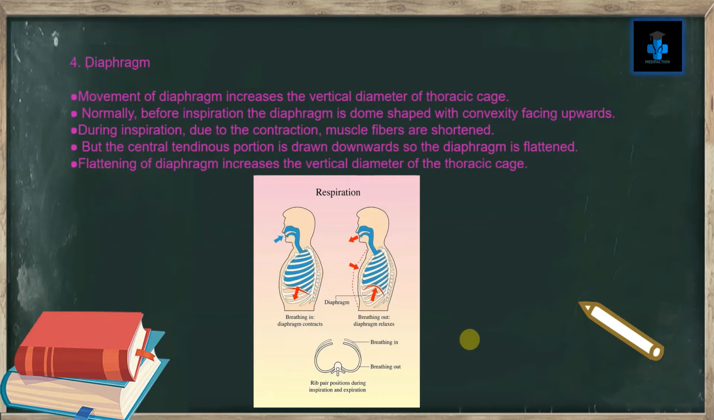Number 4 is the diaphragm. Movement of diaphragm increases the vertical diameter of thoracic cage. Normally, before inspiration, the diaphragm is dome-shaped with convexity facing upwards. During inspiration, due to the contraction, muscle fibers are shortened, but the central tendinous portion is drawn downwards, so the diaphragm is flattened now. Flattening of diaphragm increases the vertical diameter of the thoracic cage.